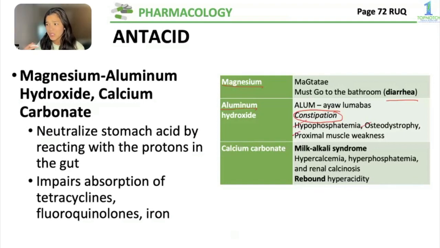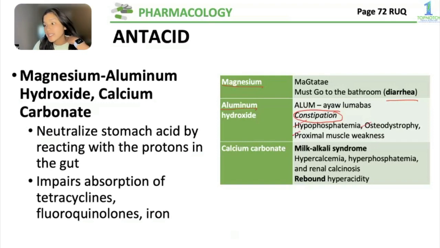Okay. So why do they cause diarrhea and constipation respectively? Your magnesium promotes smooth muscle contractions. Therefore it promotes peristalsis, and you have an excess of peristalsis, and therefore you get diarrhea. The opposite happens with aluminum hydroxide. It promotes relaxation of your gastric smooth muscle. So relaxed gastric smooth muscle equals walang peristalsis equals delayed gastric emptying equals constipation.